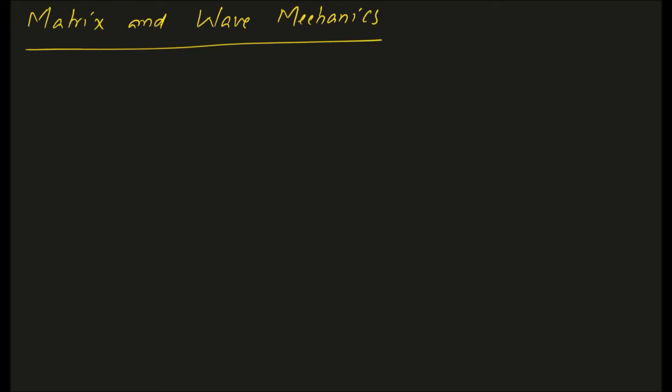Now let's discuss matrix mechanics and wave mechanics, or what are the basic differences between matrix mechanics and wave mechanics. The old theory of quantum mechanics basically deals with solving the eigenvalue problem H psi is equal to E psi, where H is the Hamiltonian of the system, and E is the energy eigenvalue.